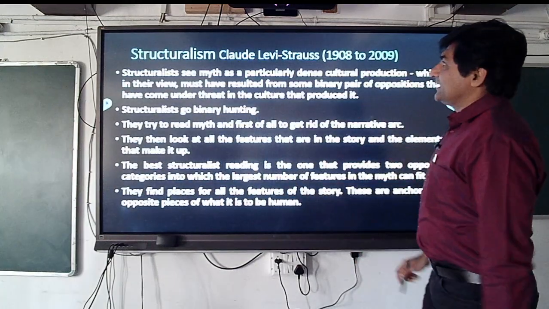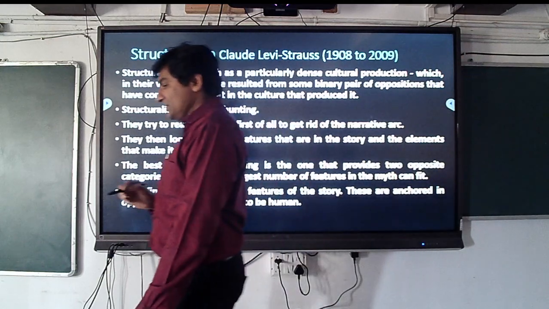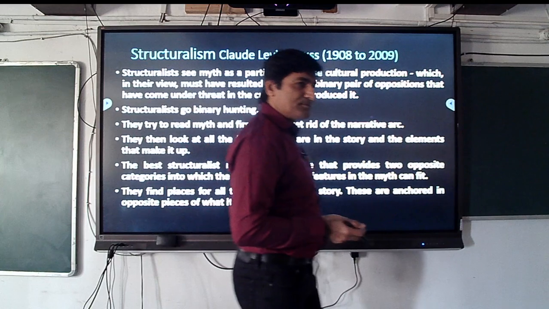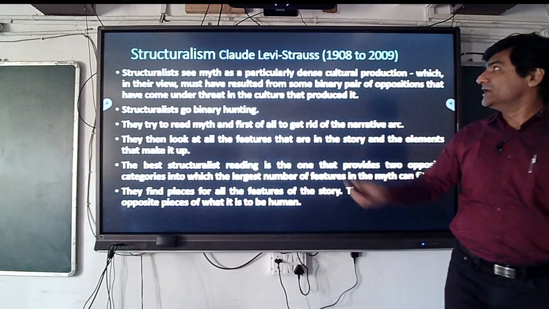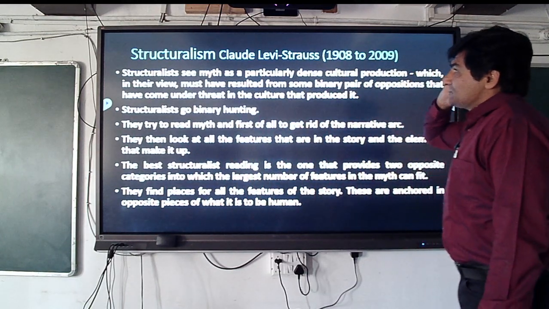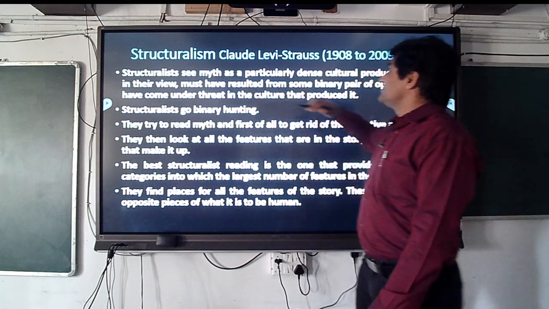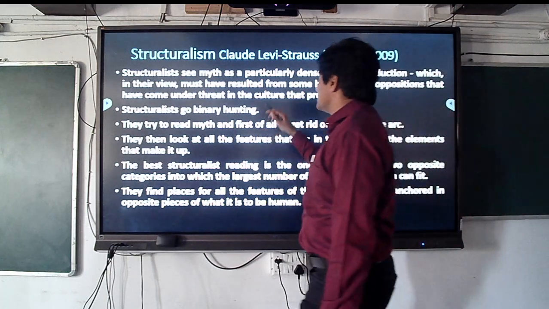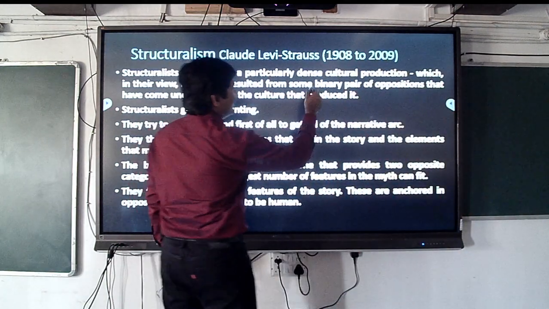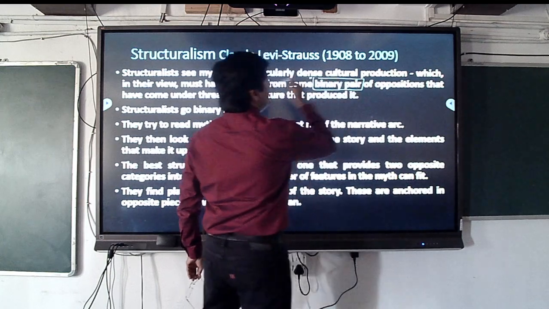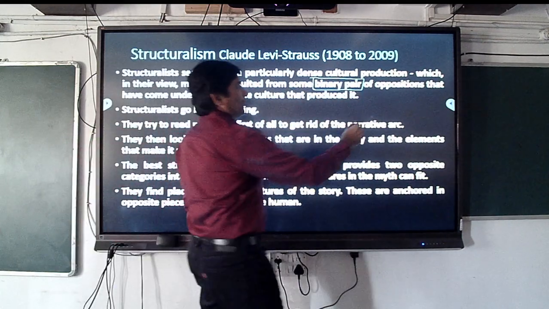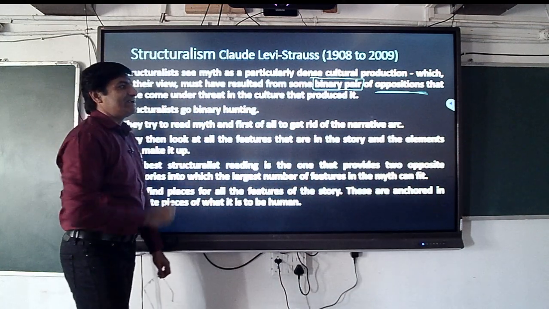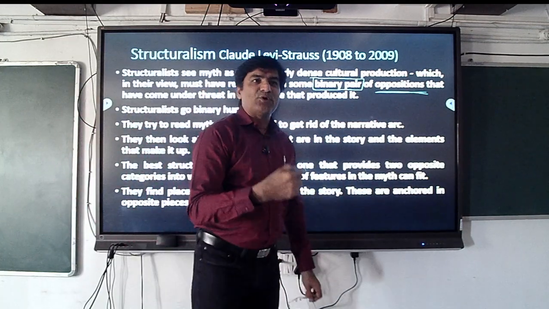Okay, so then coming to the third point, the third tool to read this, that is structuralism. Claude Lévi-Strauss is used here. Structuralists see myth as a particularly dense cultural production, which in their view must have resulted from some binary pair of oppositions that have come under threat in the culture that produced it.